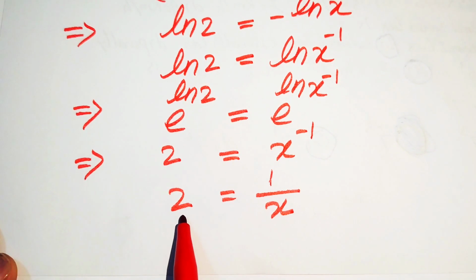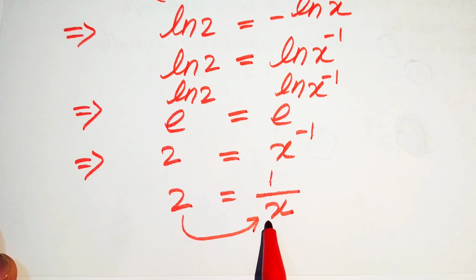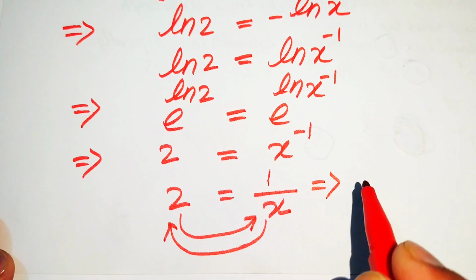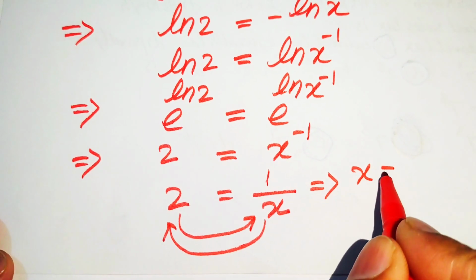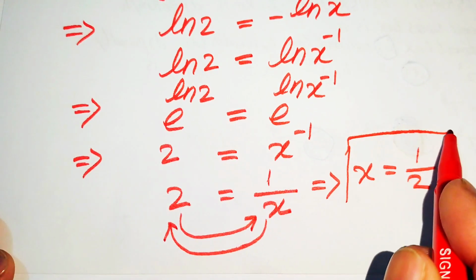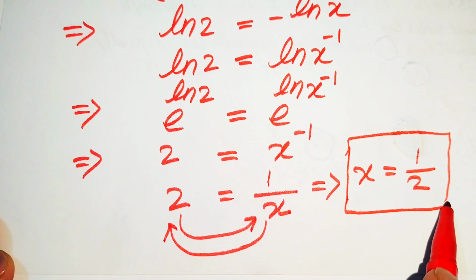So here we interchange these values. We move this 2 to the right hand side, and we move this x to the left hand side. So this equation implies that x equals 1 over 2. So this is the final value of x in this problem.